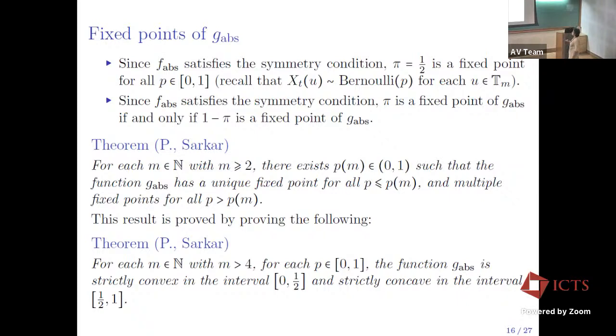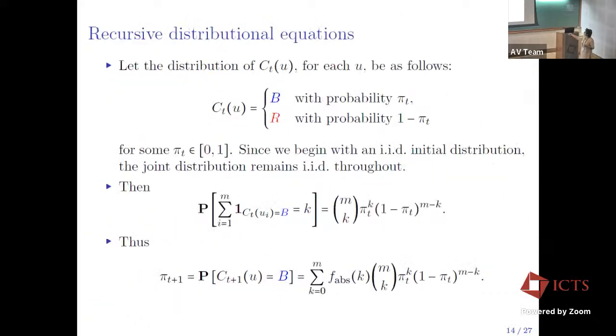So now comes the main result of our work, which is that for every positive integer m greater than or equal to 2, half. If pi equal to half is a fixed point, what does it say about the model? Is it half red, half blue? So it will converge, but each vertex will be IID, blue with probability half, red with probability half. It's because of this definition. Eventually it will be like pi, 1 minus pi. And so if pi is half, then that's the only possibility, yeah.